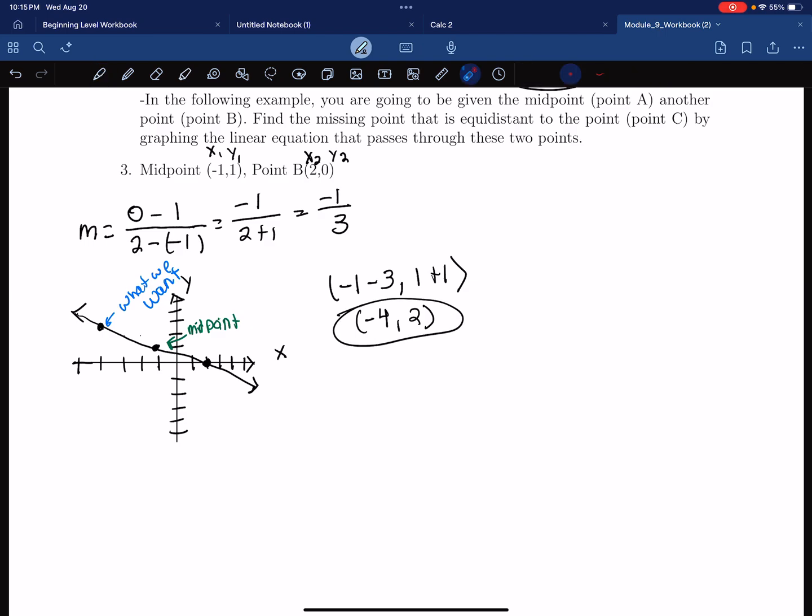Now, does this point match up with this point here? Well, let's check. Negative 4, comma 2. 1, 2, 3, 4. And then 1, 2. Yeah, this matches up.